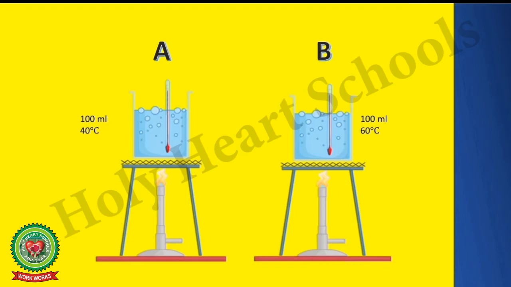In beaker B, we are raising the temperature of water from 20 degrees Celsius to 60 degrees Celsius. So, 60 minus 20, that is, the rise in temperature is 40 degrees Celsius. So, in which case is more heat energy required? Obviously, where the rise in temperature is more, that is 40 degrees Celsius in beaker B. So, the more the rise in temperature, the more heat energy is required.